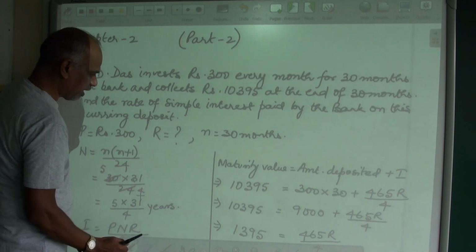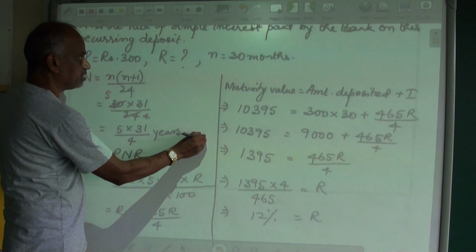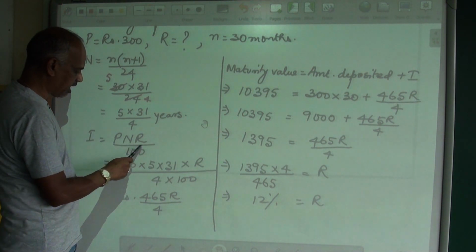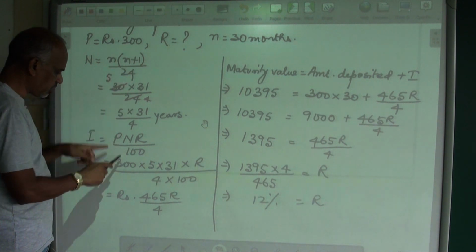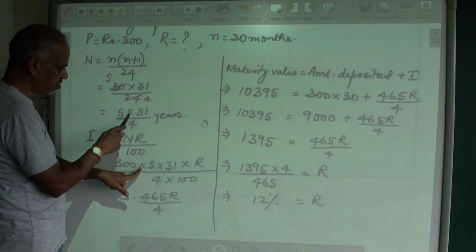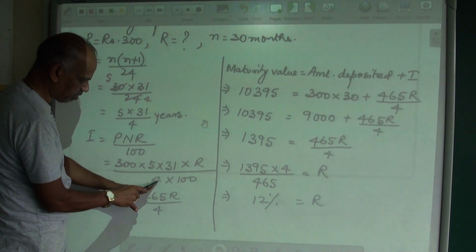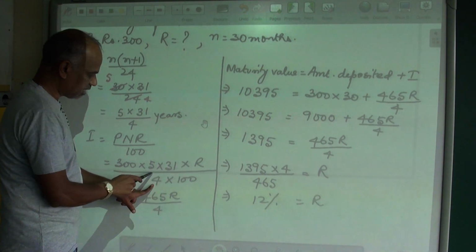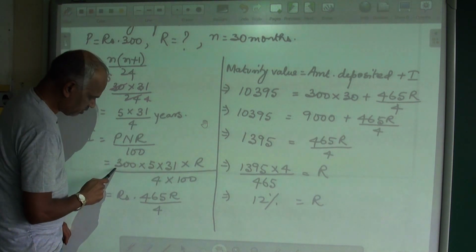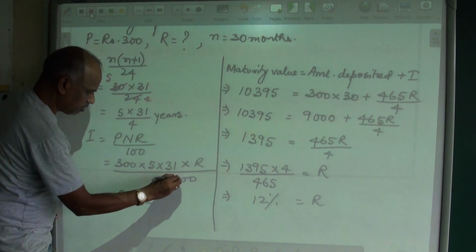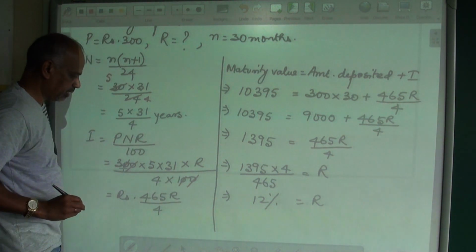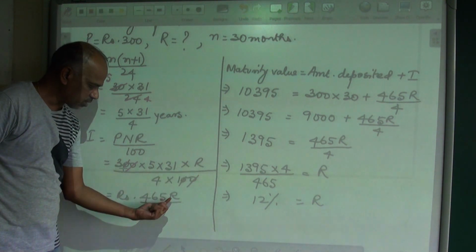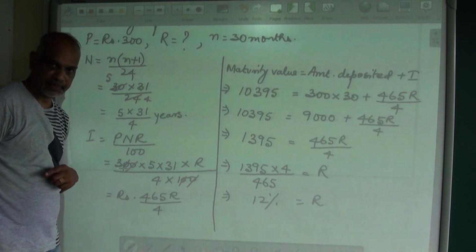After you find capital N, the next calculation is finding interest. I is given as PNR by 100. P value is 300 into N value is 5 into 31 by 4, into R, which you don't know, the rate. So R I kept as it is, divided by 100. If you simplify this, these two zeros will go. So 3 into 5 into 31 is 465 into R, so 465 R by 4. This is your interest.